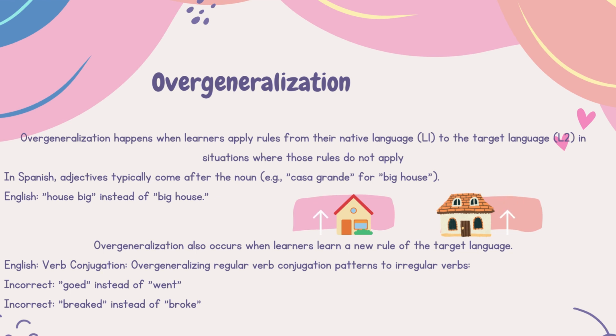Overgeneralization also occurs when learners learn a new rule of the target language. For example, overgeneralizing regular verb conjugation patterns to irregular verbs. Incorrect, goed instead of went. Incorrect, breaked instead of broke.